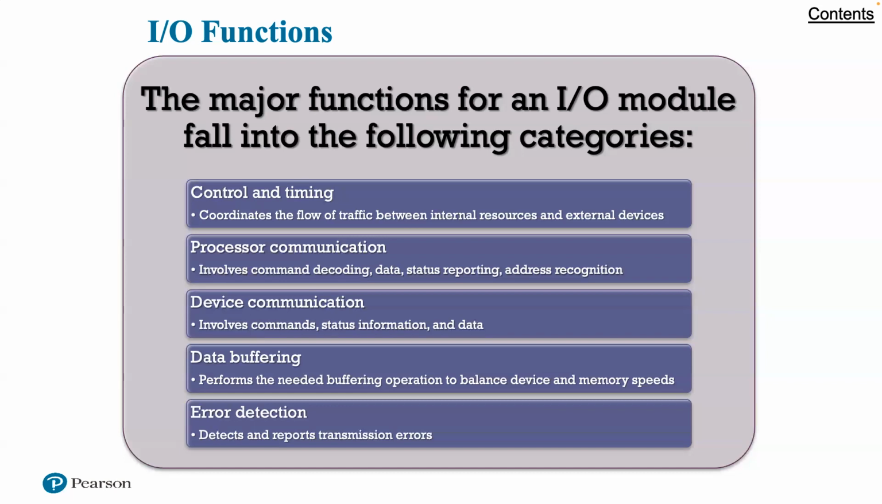For example, the control of the transfer of data from an external device to the processor might involve the following sequence of steps. One, the processor interrogates the I/O module to check the status of the attached device. Two, the I/O module returns the device status. Three, if the device is operational and ready to transmit, the processor requests the transfer of data by means of a command to the I/O module. Four, the I/O module obtains a unit of data, for example, 8 or 16 bits, from the external device.